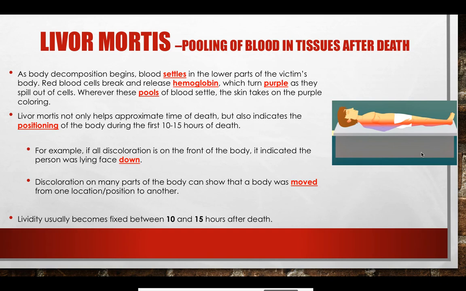Now, this lividity or this coloration usually becomes fixed after 10 to 15 hours. So after that point, if the body is moved, you won't be able to see that discoloration. Instead, you will just see the permanent purple coloring on that one side of the body that they were lying on originally.